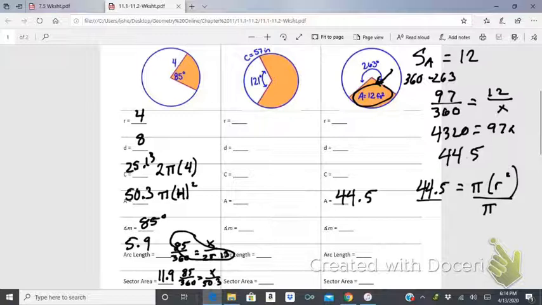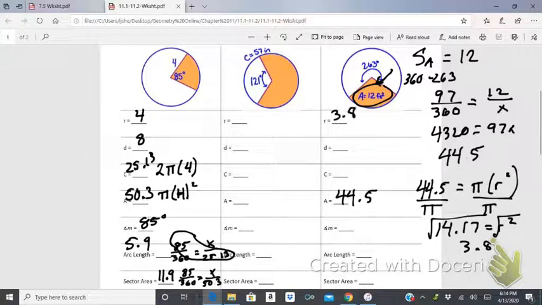Divide by pi, so I'm going to use the pi button on my calculator. 44.5 divided by pi is 14.17 equals r squared. And now we know that to solve for r squared, we square root everything. So when I square root my answer, I'm going to get 3.8. And now we're in the exact same spot that we were with the last problem.